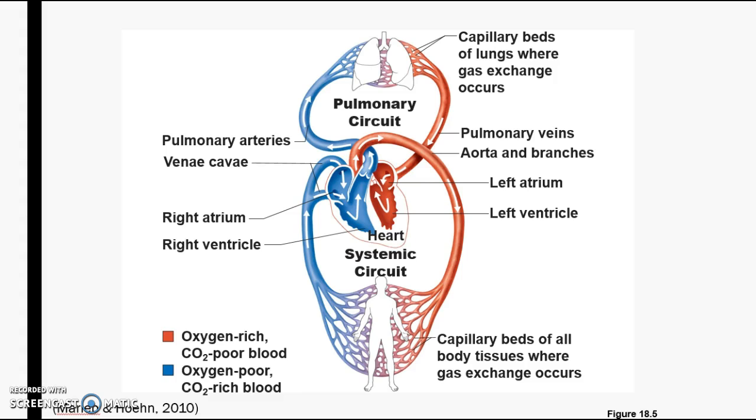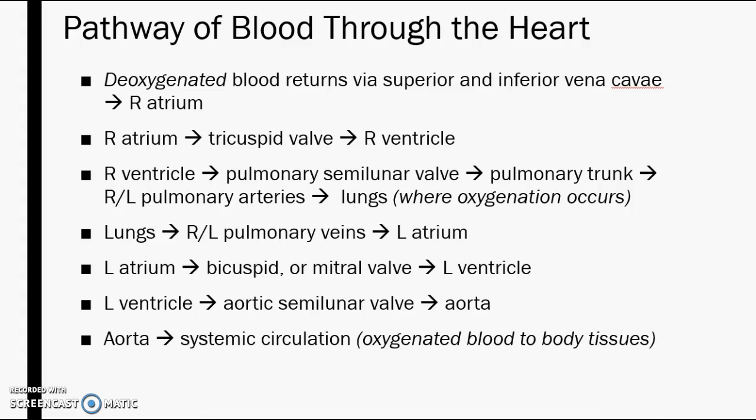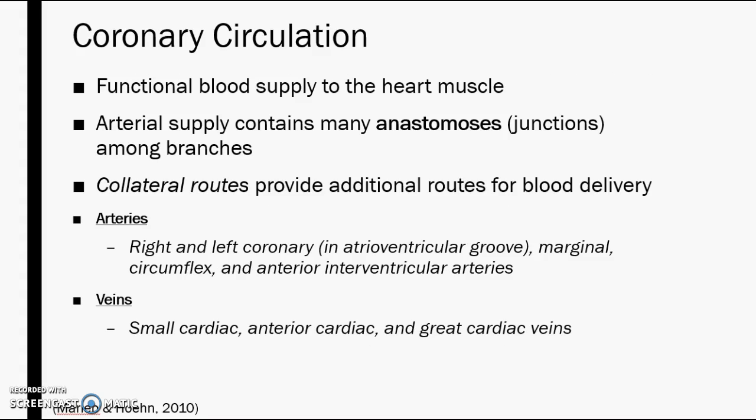And here's a picture of those two circuits divided and color-coded so that you can see the deoxygenated blood versus the oxygenated blood. And this is a great slide just to review the pathway of blood through the heart. Again, it's a closed circuit, so we don't start anywhere, but if you want to jump in anywhere along the pathway, then you can just move in sequence following the arrows that I have listed here. It will show you the pathway of blood through the heart. It's great practice.